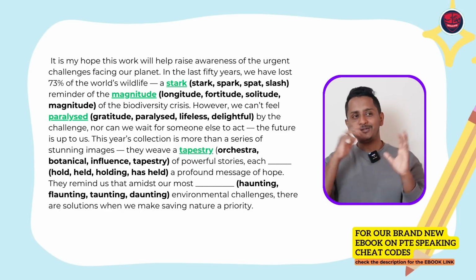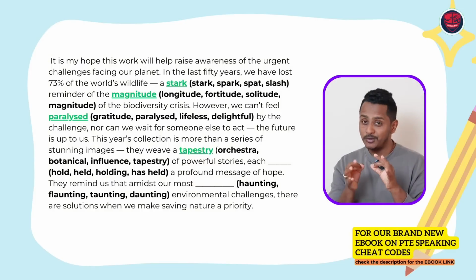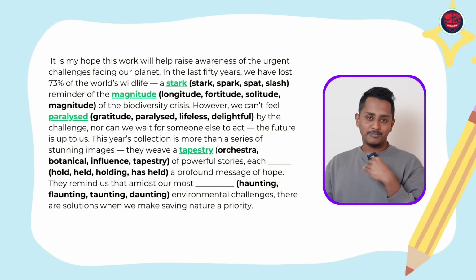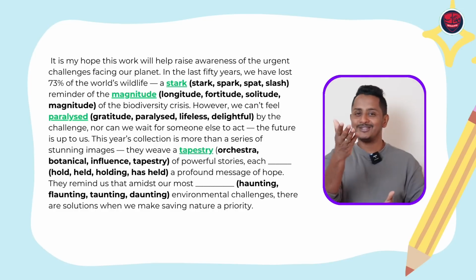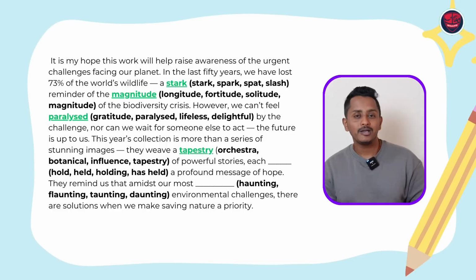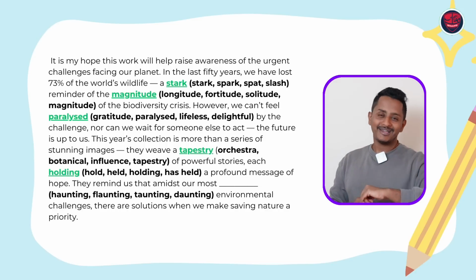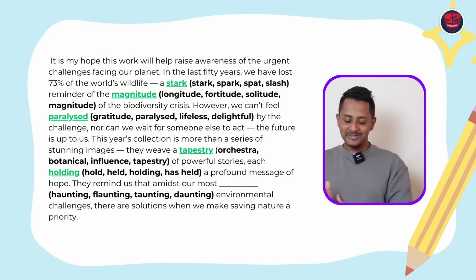Correct? They weave a tapestry of, which means a collection of powerful stories, each. Now pay more attention, this is pure grammar. They weave a tapestry of powerful stories. At the end of a sentence, you must put a full stop. No, I don't want to put a full stop. Then use a connector if you want to continue. I don't want to use a connector as well. Then use ing. Each holding. This is the gerund rule we call. Correct? Each holding a profound message of hope.